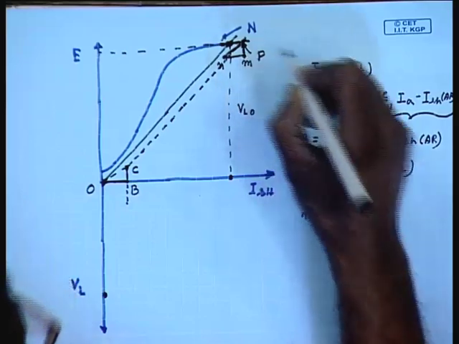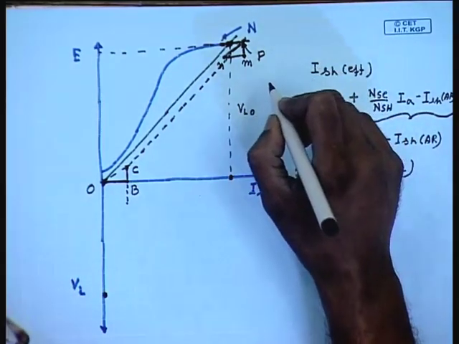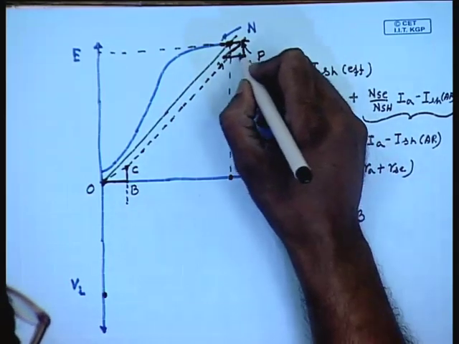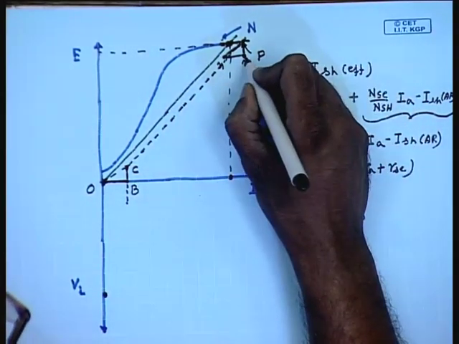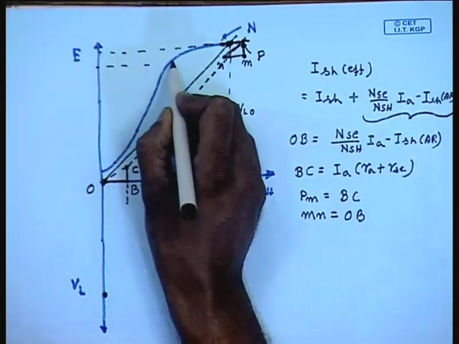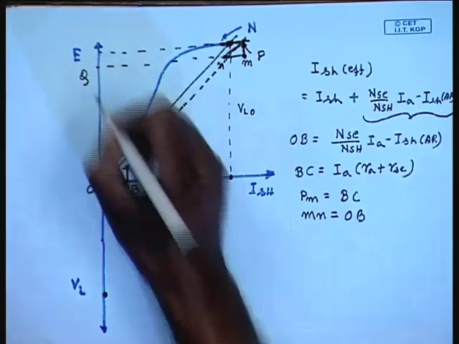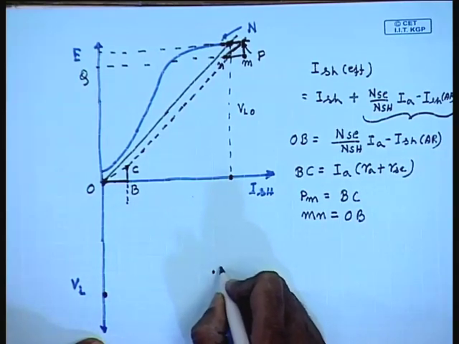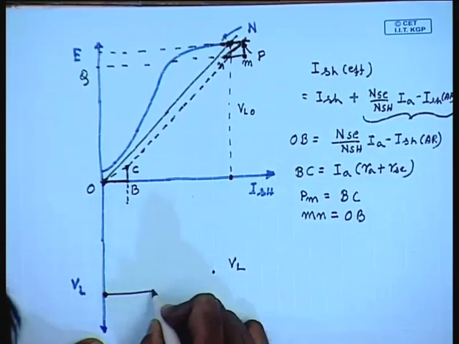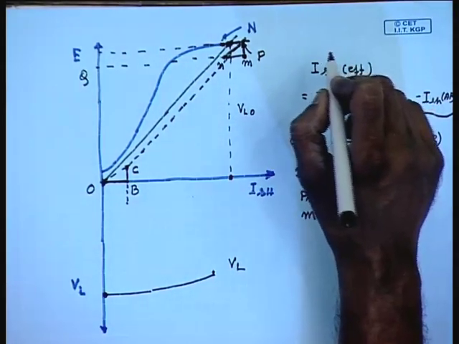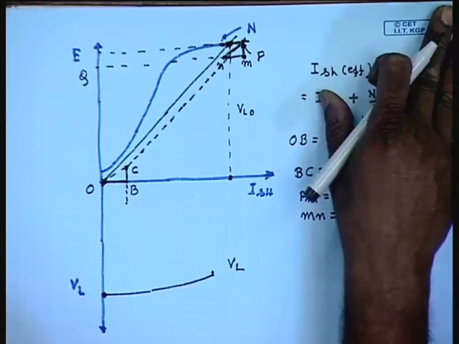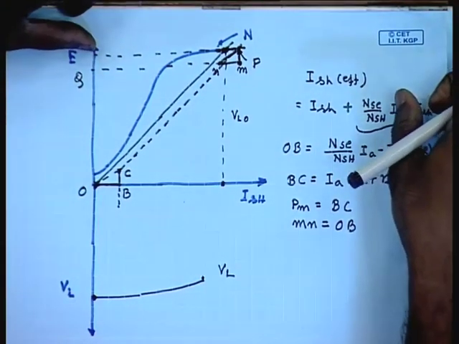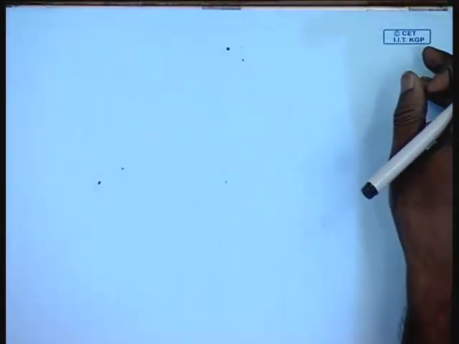Therefore, the terminal voltage at an armature current of IA will be given by the position of the point M, which is OQ. So, for a given IA, we can plot that point, which gives the terminal voltage. In this way, we can plot the terminal voltage for different values of armature current and get the output characteristics for both long and short shunt connection and for both cumulative and differential compound generators.